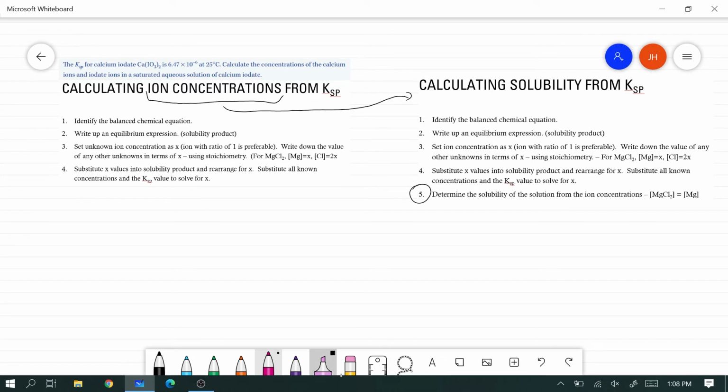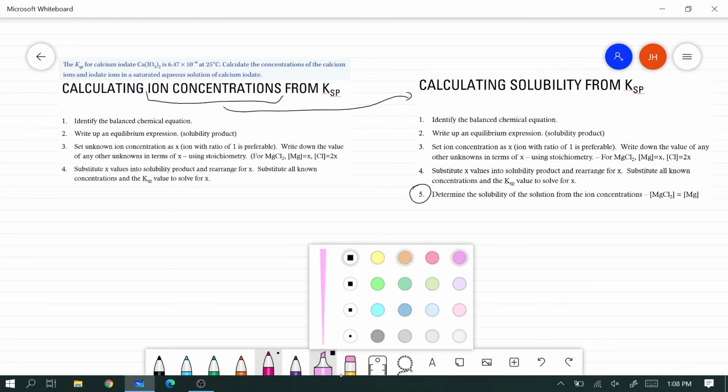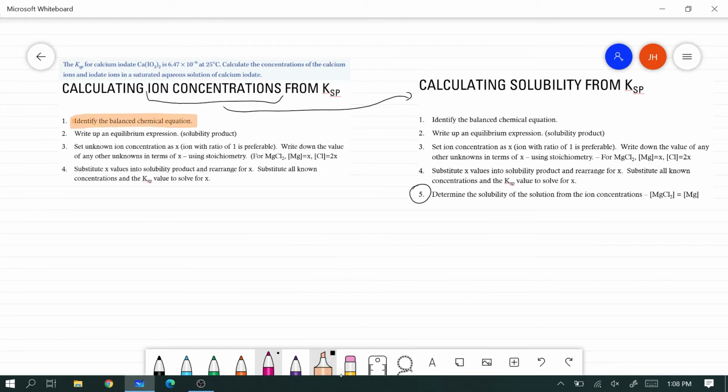So what we need to do first, similar to what we did for our previous questions, is first identify the balanced chemical equation. So I'm going to write that out first. So we have our calcium iodate. And we know that if we're looking at saturated solutions and solubility, what we're trying to do is split that up into its aqueous ions. Also going to note that this is solid. So we have calcium 2+, and that's aqueous. And we have our iodate ions. We have 2 of them.